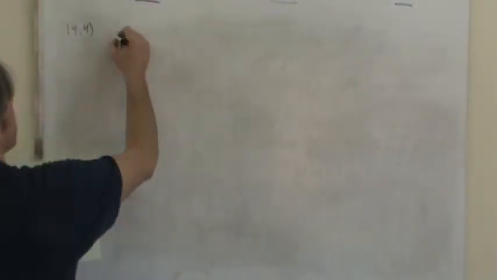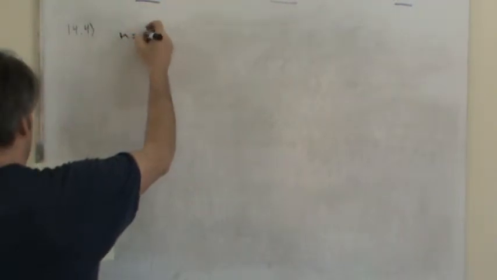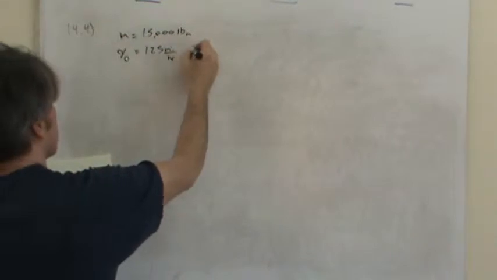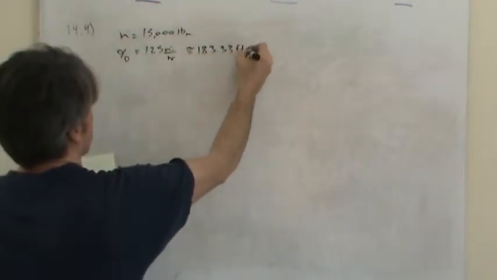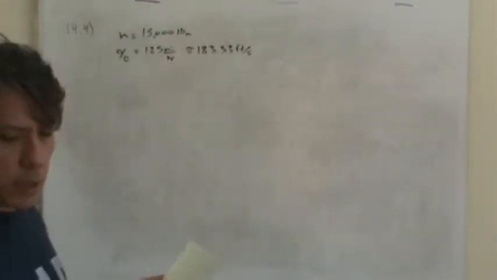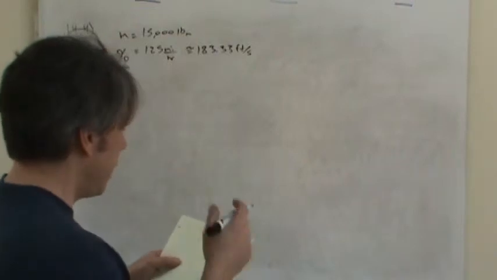So anyway, the mass of the plane that's given is 15,000 pound mass. The initial velocity is 125 miles per hour, which comes out to about 183.33 feet per second. If you don't know how I did that, you should pause the video and try the unit conversions. There are unit conversions in the back of your book. You should be able to get to this without too much trouble.